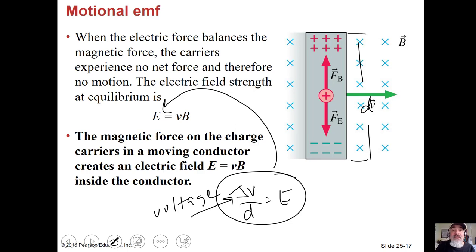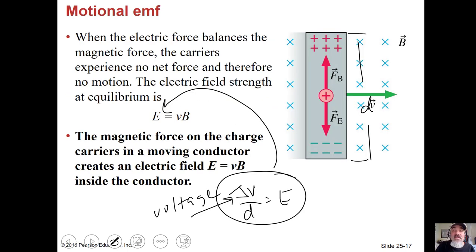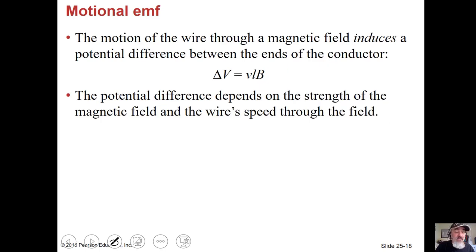Okay, so I use d here for the thickness. The book uses L. So here's the voltage that's developed across a conductor moving in a magnetic field. So the voltage is the speed times the length times the magnetic field strength.